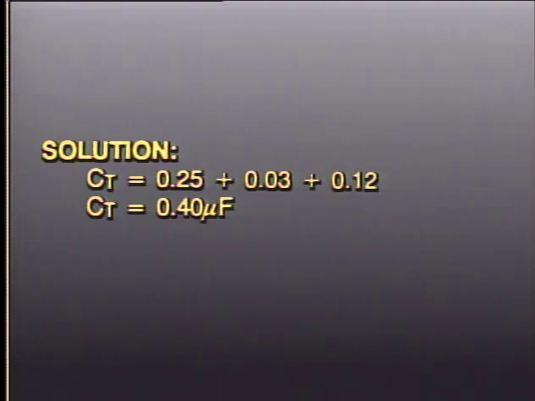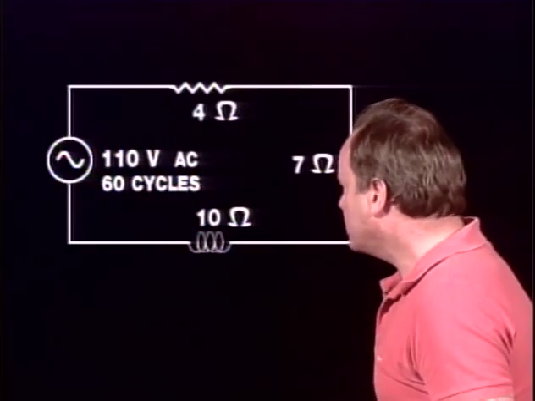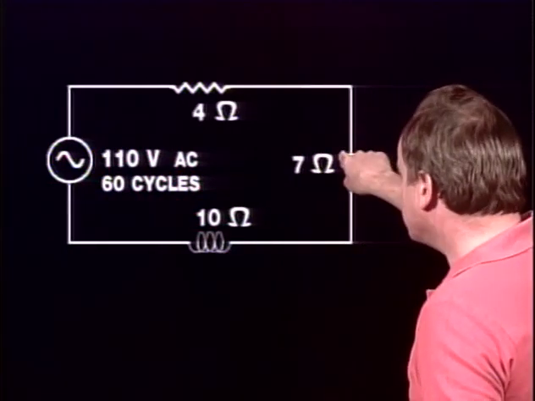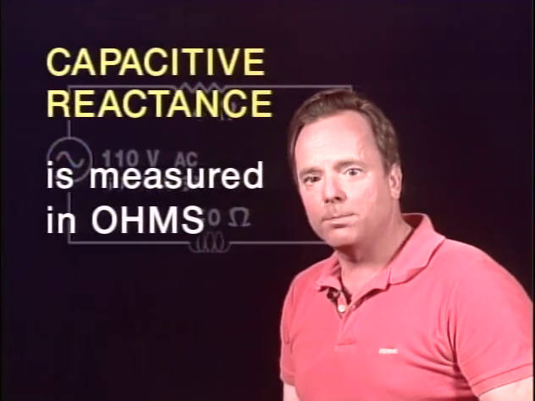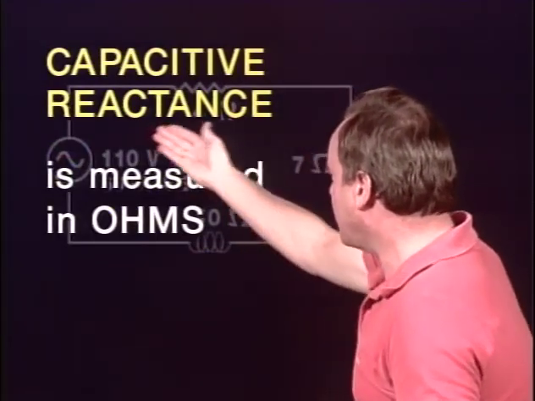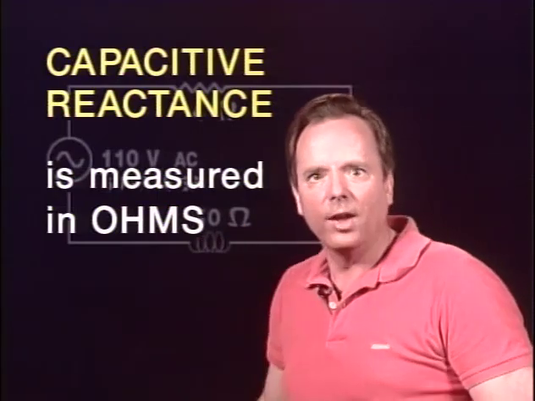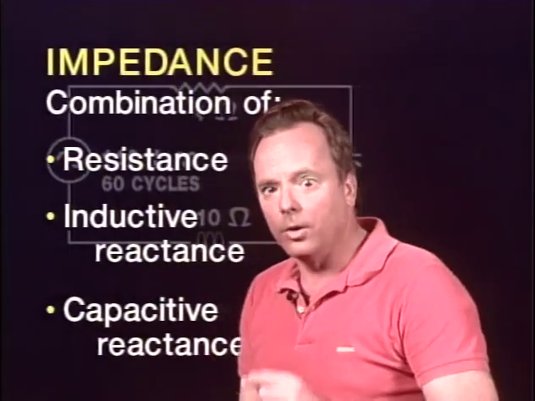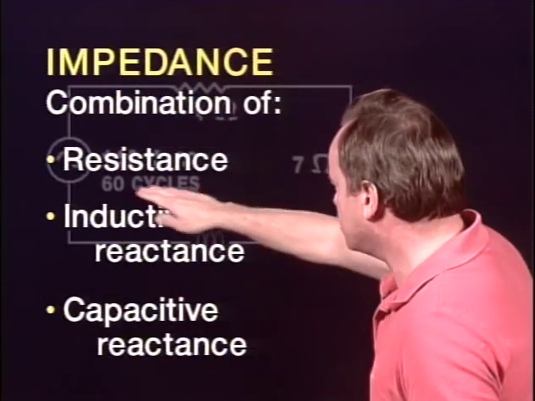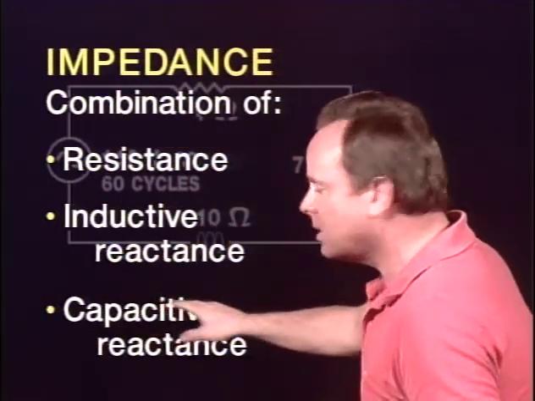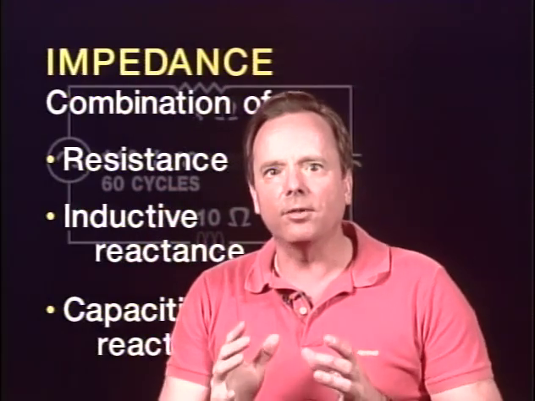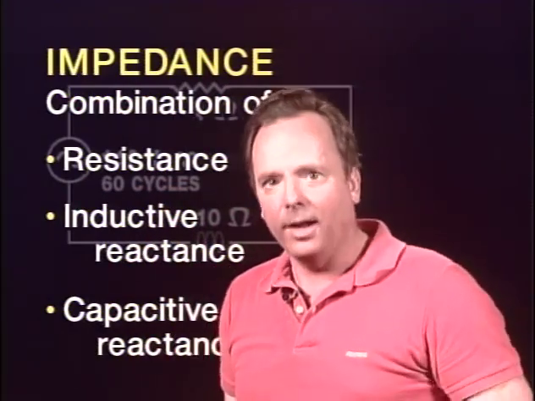All right, let's go back and look at our drawing one more time. We said, just like inductance, capacitance impedes the flow of electricity. What is that called? The term for it is capacitive reactance. And what's it measured in? Just like inductive reactance and impedance, capacitive reactance is measured in ohms. Now, the combination of resistance, capacitive reactance, and inductive reactance all together is called impedance. And once again, impedance is a combination of resistance, inductive reactance, and capacitive reactance, and all of those things impede the flow of current, or they're in opposition to current in an AC circuit.